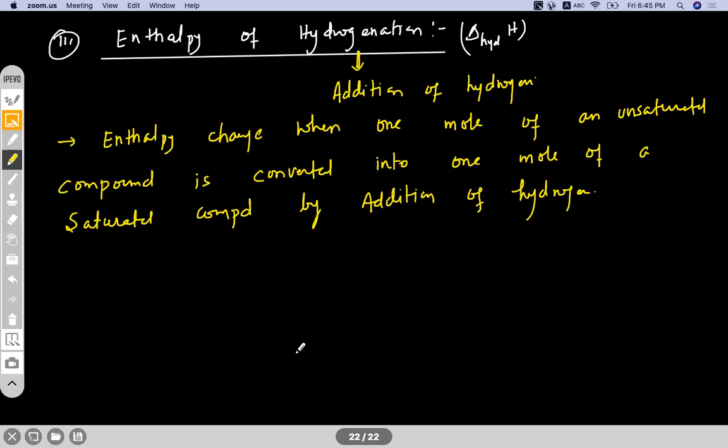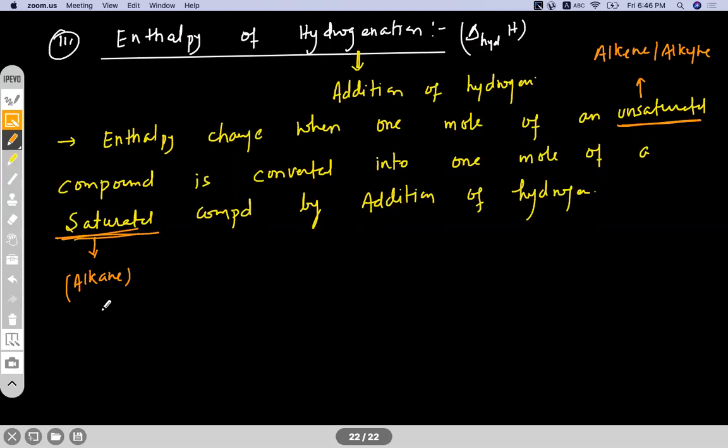Okay. What is hydrogenation? First of all, what is an unsaturated compound? What do you understand by unsaturated compound, and what do you understand by saturated compound? Unsaturated compounds are those which have a double or triple bond. So in this we have alkene or alkyne. Saturated compounds are alkanes. Unsaturated compounds are those which show addition reaction. In saturated compounds, addition reaction is not possible.